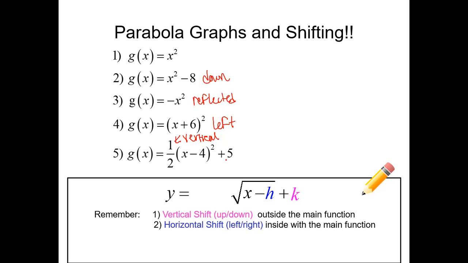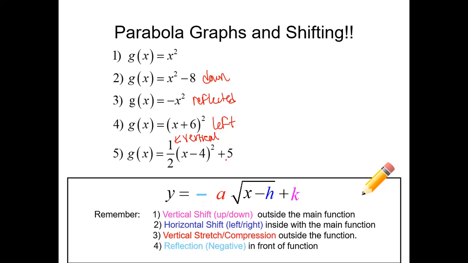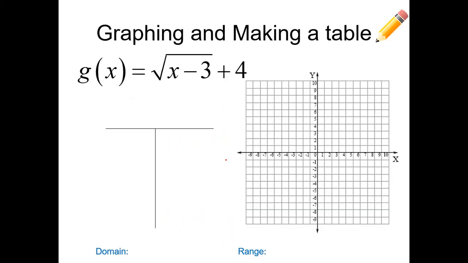A positive on the inside made us go to the left. We also had a vertical stretch or compression, which was outside, and then the final thing we had was a reflection or a negative in front of the function. So let's work through this problem here. I'm going to first write my parent table.